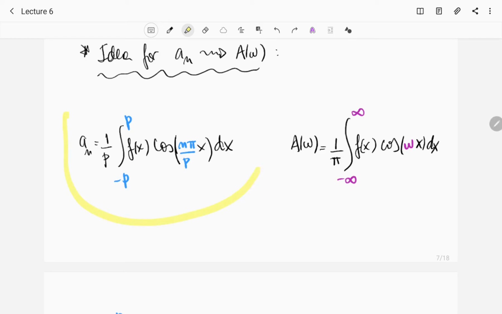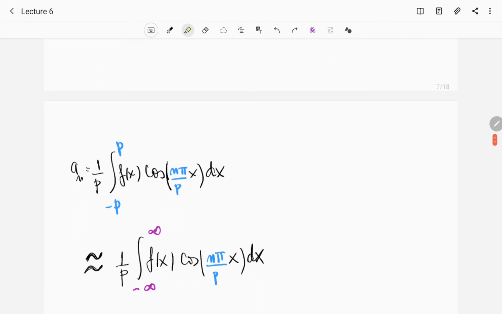So this is our old setting for series. We have this coefficient a_n, and if you remember Euler's formula, it is exactly this for the 2p periodic function. And this is our new setting, capital A of omega, which is the integral from minus infinity to infinity of f times cosine of omega x, with the factor 1 over pi. So how do we go from here to there? We are trying to give you an idea.